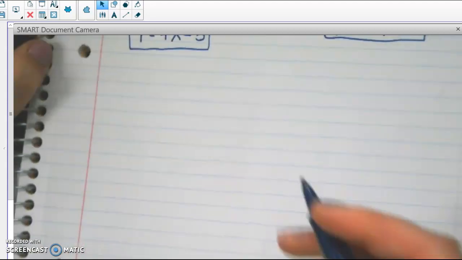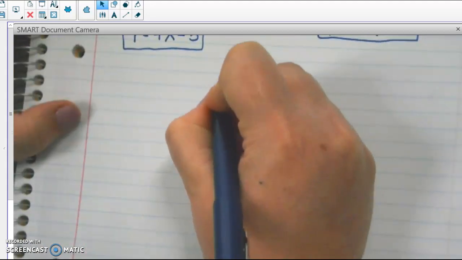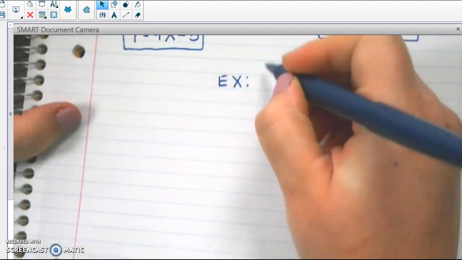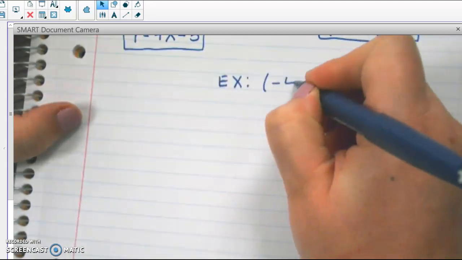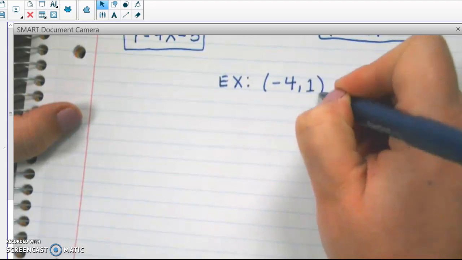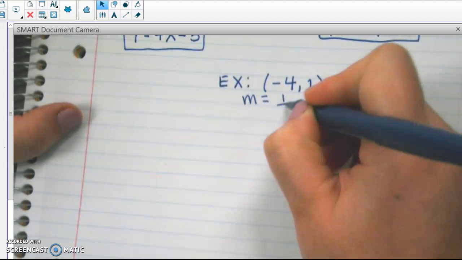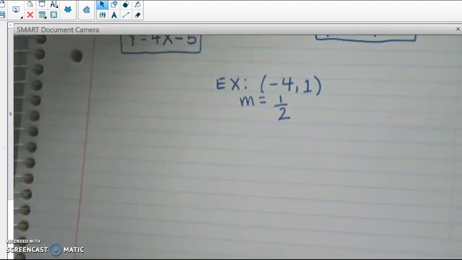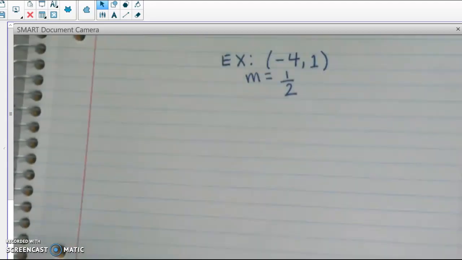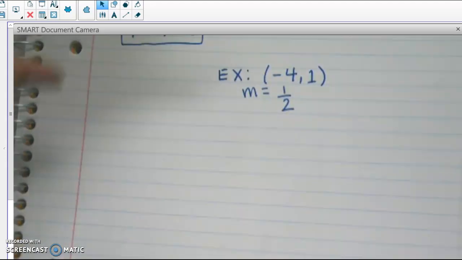All right, let's do another one. Remember, these are your notes. You should pause these. And like I said, I'm going to work these out both ways. You should copy down whichever way made the most sense to you. All right, so let's do this example. The point is -4, 1, and the slope of my line is 1/2.